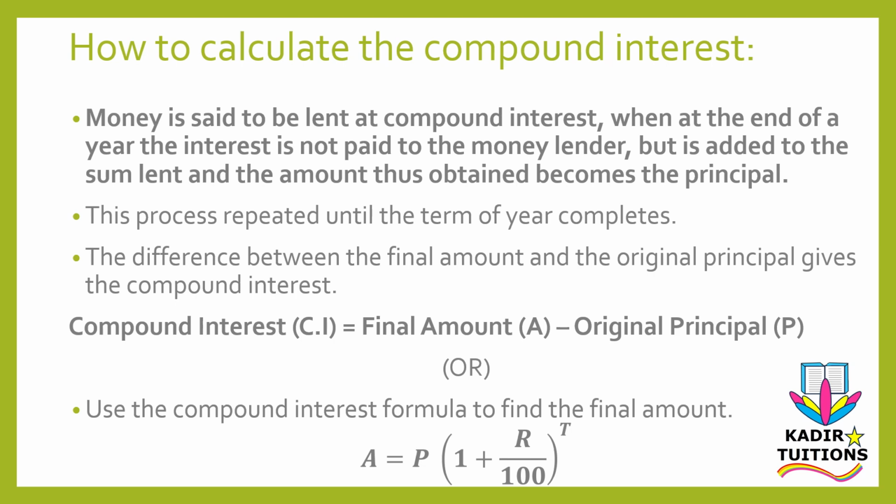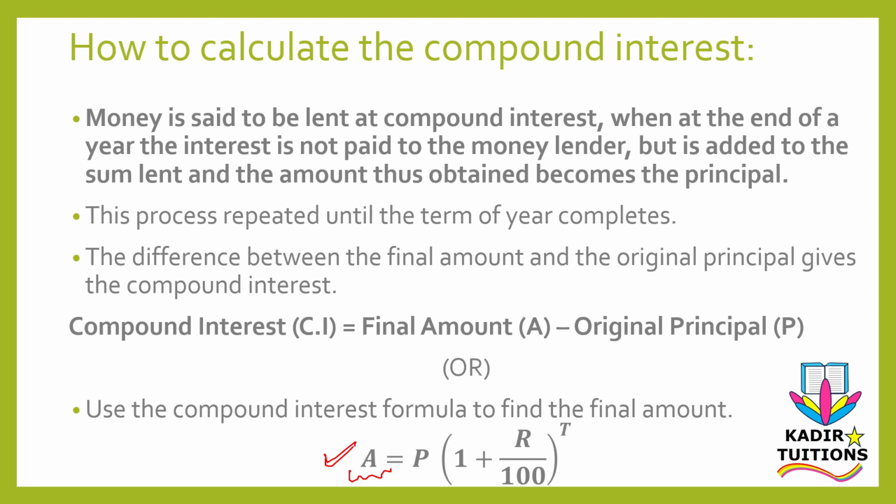And how will I get the compound interest? At the final amount. Maybe it is for 3 years. At the end of 3 years, you will be getting some final amount, right? So we are going to find the difference between this final amount and our original principal. That will give us the compound interest. Or we can use a compound interest formula, which is A equal to P into (1 plus R by 100) the whole power T. Using this formula, we can get only the final amount. So compound interest can be calculated by final amount minus principal.